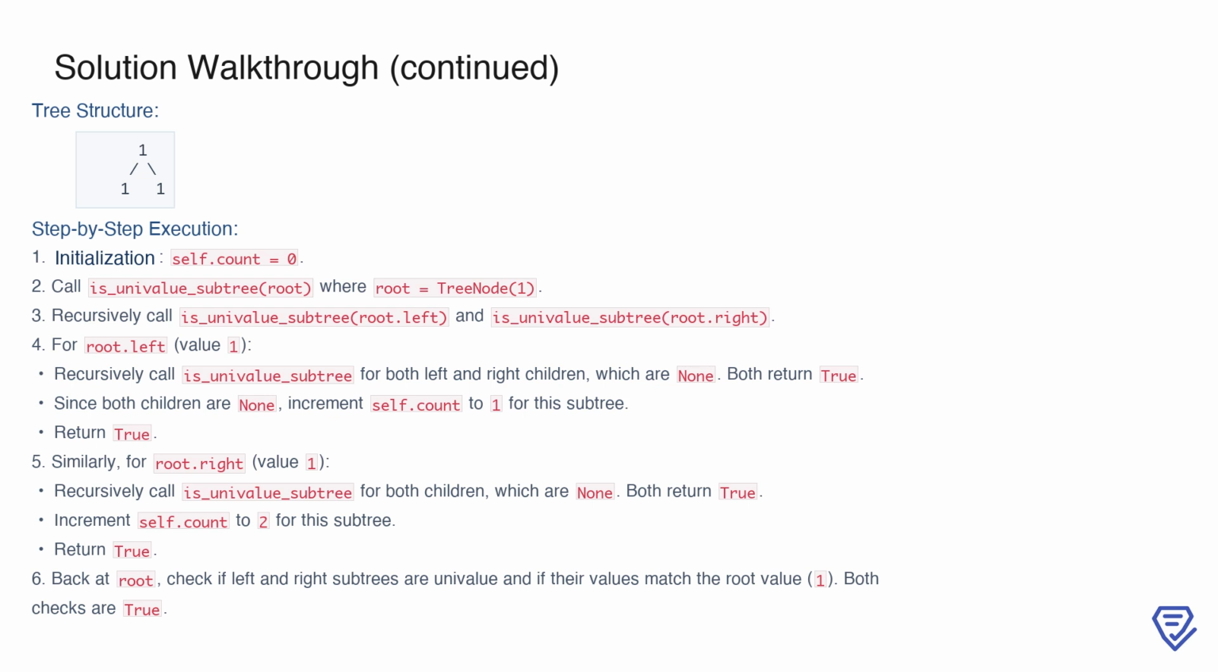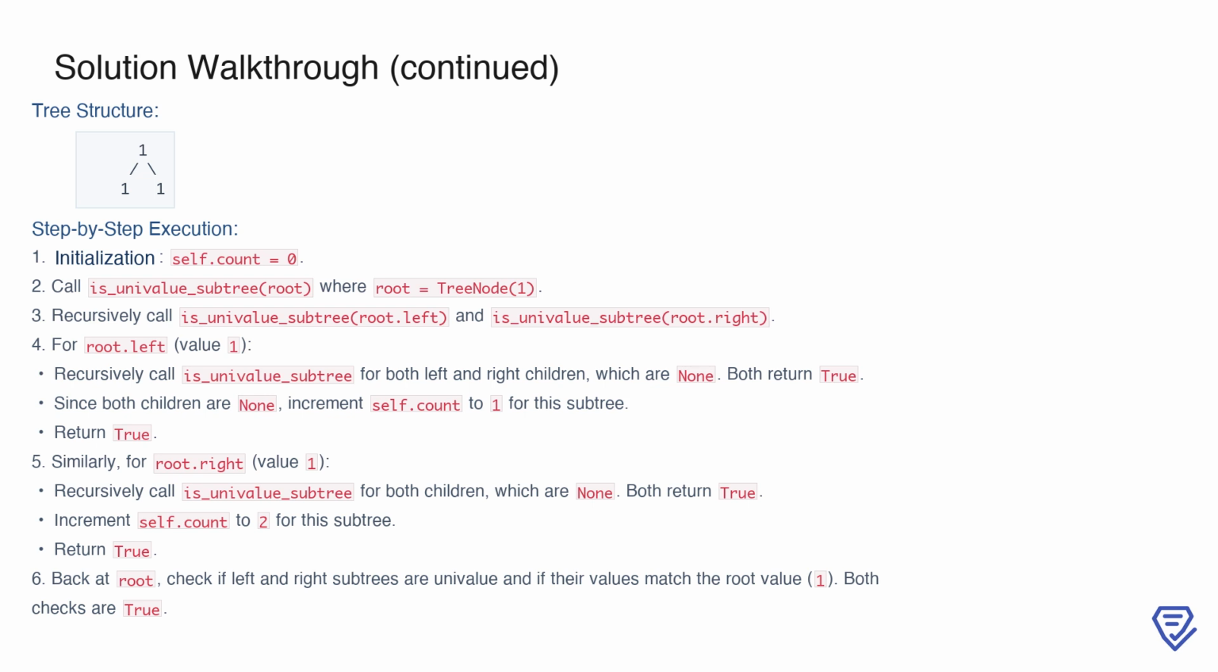For the left child, which has the value 1, we again recursively check its children. Since both children are null, they return true, and the subtree rooted at this node is identified as univalue. The count is incremented to 1, and we return true. Similarly, for the right child, which also has the value 1, its null children return true, making this subtree univalue as well. The count increases to 2, and we return true.